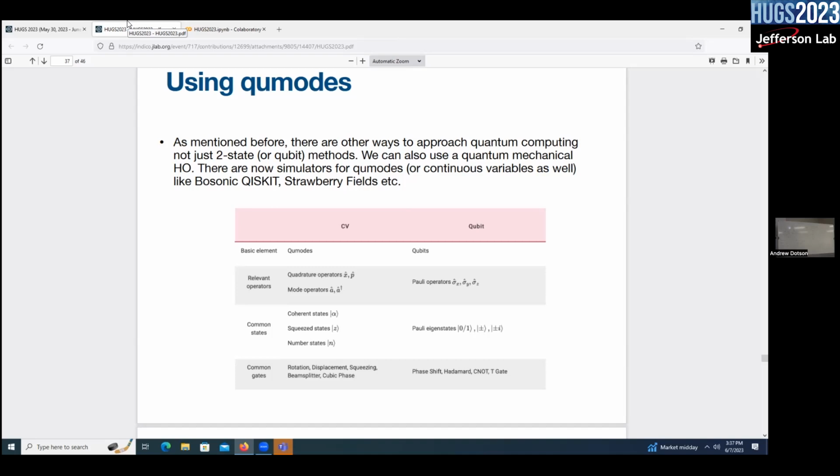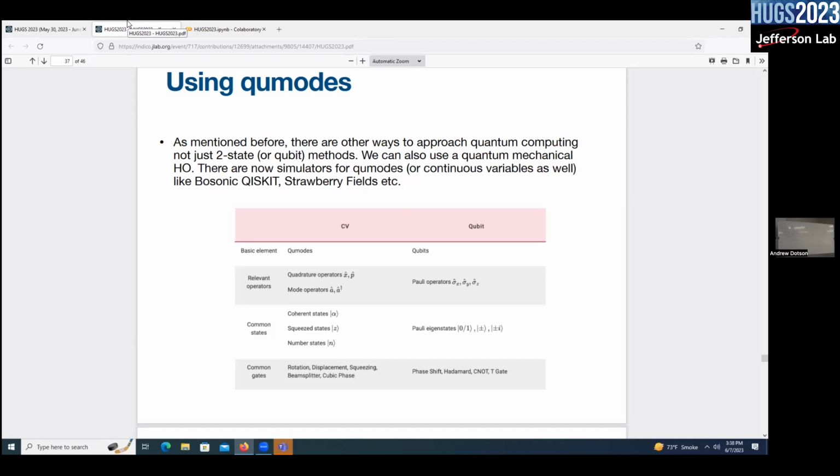So qubits is Q modes, goes to Q modes. The Pauli operators X, Y, Z now become the mode operators or the number operators of the harmonic oscillator, A and A dagger, or the quadrature operators X and P. Quadrature operators are operators for the position and the momentum, which can be written in terms of A and A dagger. Now, Pauli eigenstates, for example, the ones I was showing on the Bloch sphere, 0, 1, plus, minus, now become eigenstates corresponding to the harmonic oscillator, say, for example, coherent states, squeezed states, and number states.